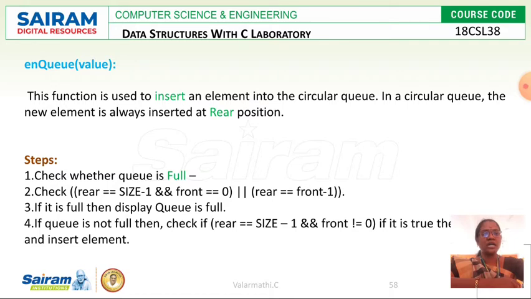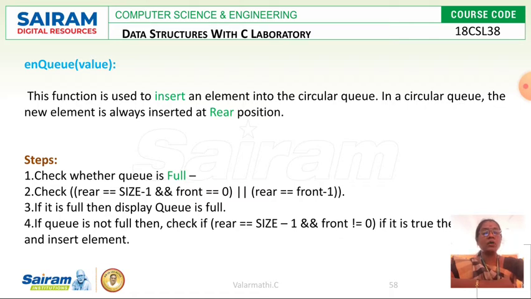In a circular queue a new element is always inserted at the rear position. Okay, how can we insert the element? There are some steps given here. First of all, we need to check whether the queue is full or not, because before inserting a new element, we have to check the present condition of the queue. Thereby we are checking whether the queue is full or not. If it is not full, then we can insert an element.